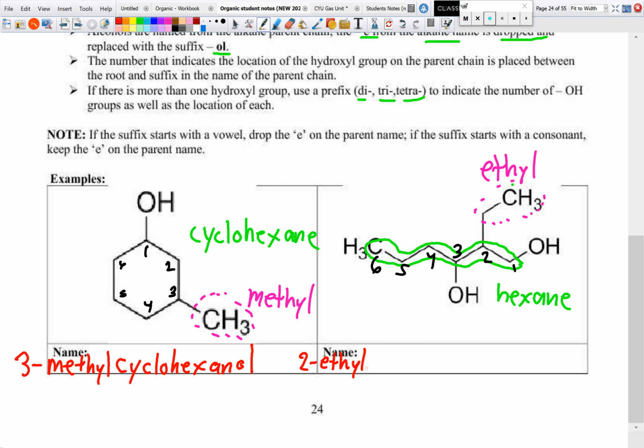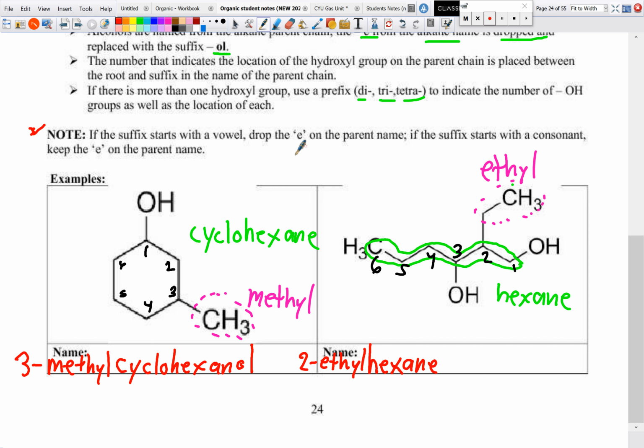All right. Now, when we are labeling our longest continuous carbon chain, we name it like it is a normal alkane. So we have hexane. Now, normally we would drop this E and add OL. However, we do need to put in where these hydroxyl groups are located. So we do need to pay attention to this little note right here.